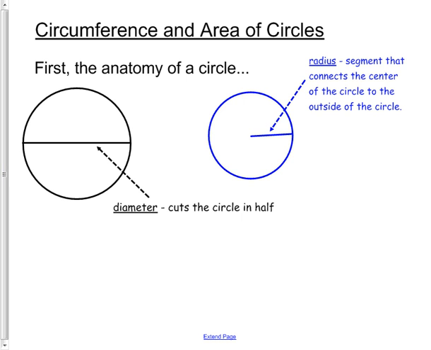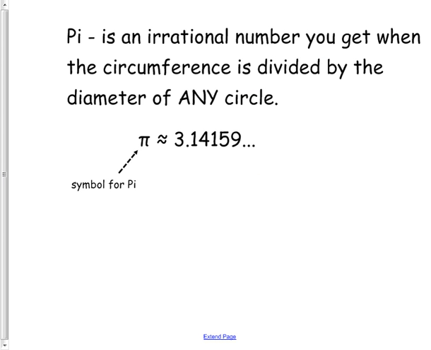So the other thing we need to talk about is the number pi. And you've probably seen this if you're at this point in geometry. Pi is an irrational number you get when the circumference is divided by the diameter of any circle. So every single circle, when you take the circumference and divide it by the diameter, and we'll talk about what circumference is in a minute, you get about 3.14159, and it just keeps going on and on and on. So the symbol is this number, pi, and whenever you see this symbol, think about 3.14.